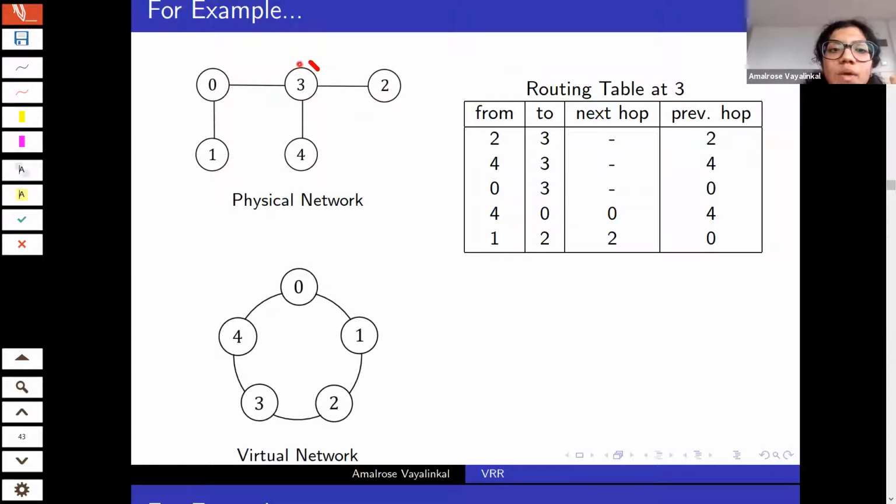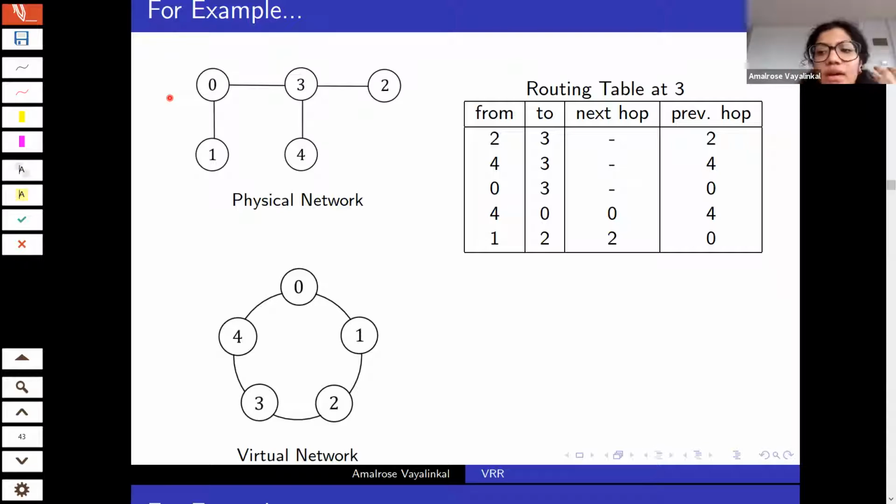And now 3 is also on the path from 4 to 0. So at 3, the next hop node towards 0 is 0 itself in this case, and that's what this represents. And 3 receives that message from 4. 3 is also on the path from 1 to 2. So at 3, the next hop node towards 2 is 2 itself in this case, and the previous hop is 0.